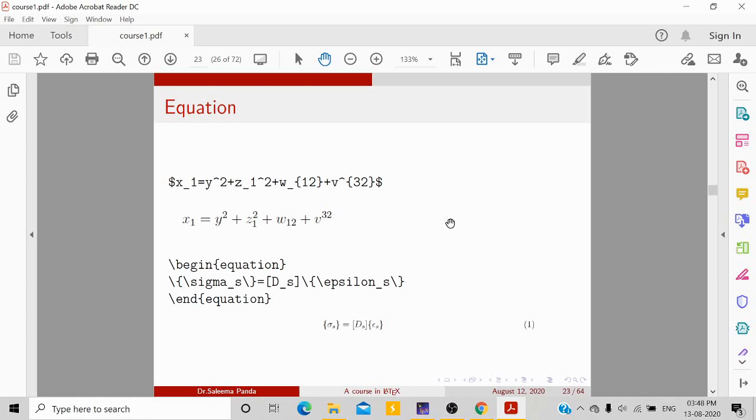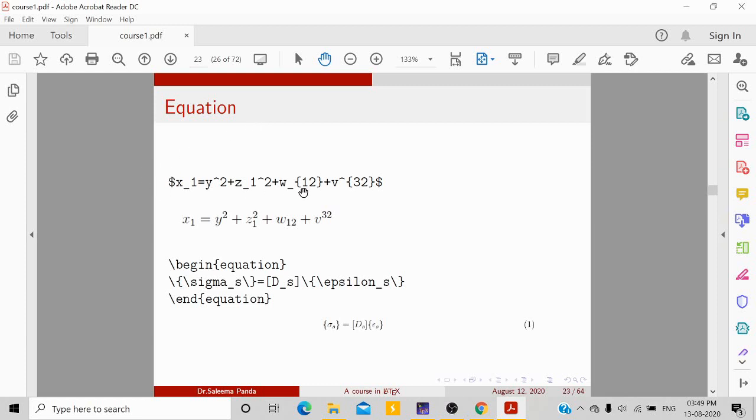After text, let's start with equations. The first equation we have to write is x1 is equal to y square plus z1 square plus w12 plus v to the power 32. When we write equations, it is a mathematical operation, so we have to use mathematical operators.